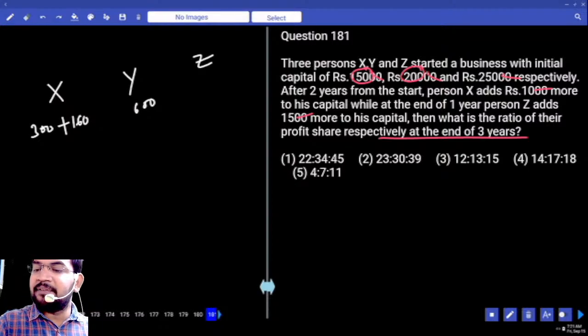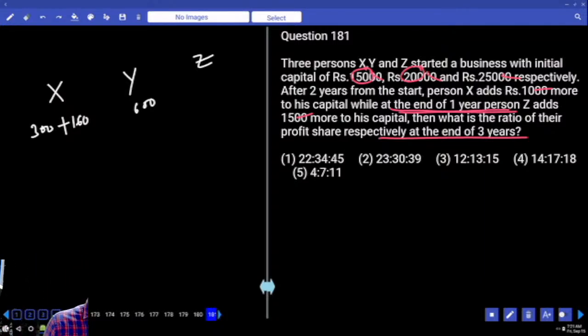Z nana. At the end of the 1 year, Z adds. And first 1 year it is 250 only. Then next you add how much nana? 15 parts. If you add 15, 265 for how many years? 2 years na. 265 into 2, 530. Tell me nana. This is 460, 600, 530.